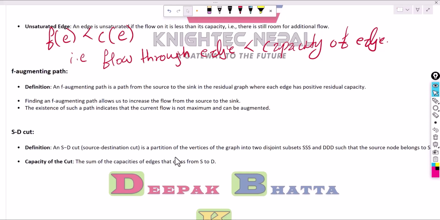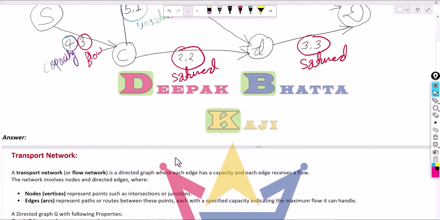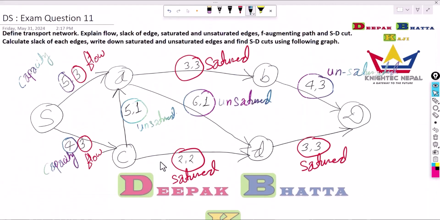So an augmenting path can be this one, from S to A to B and B to D. So this can be our augmenting path. We will find the path, and we will find the minimum value from the given graph, which means the bottleneck capacity. So we have an augmenting path S, A, B, D, and the bottleneck capacity will be 3. So 3 is the minimum flow.